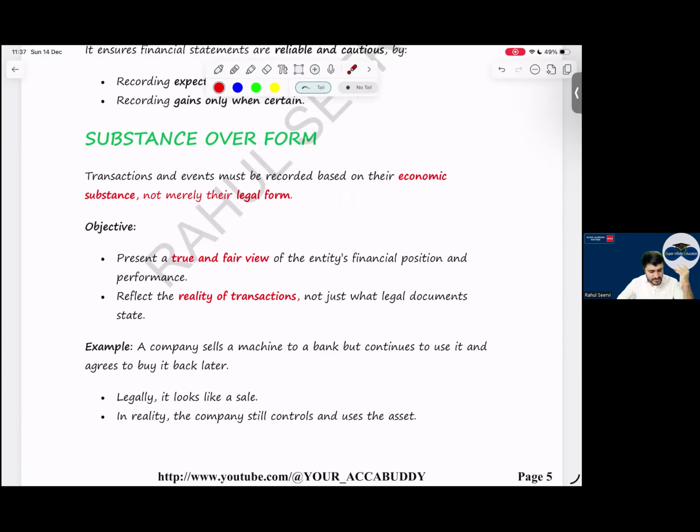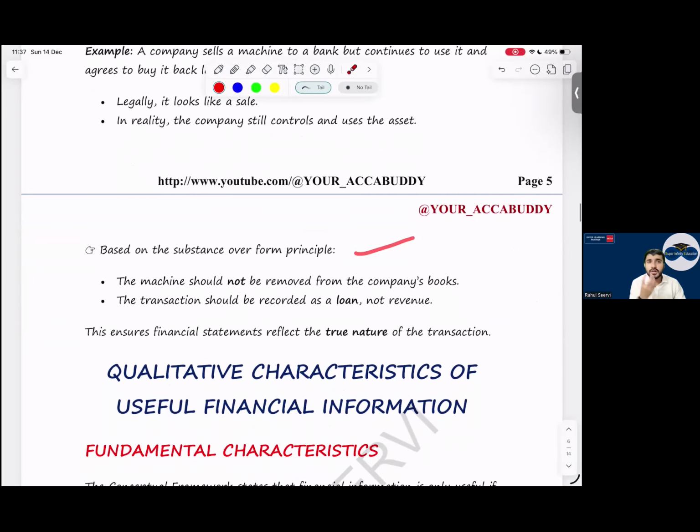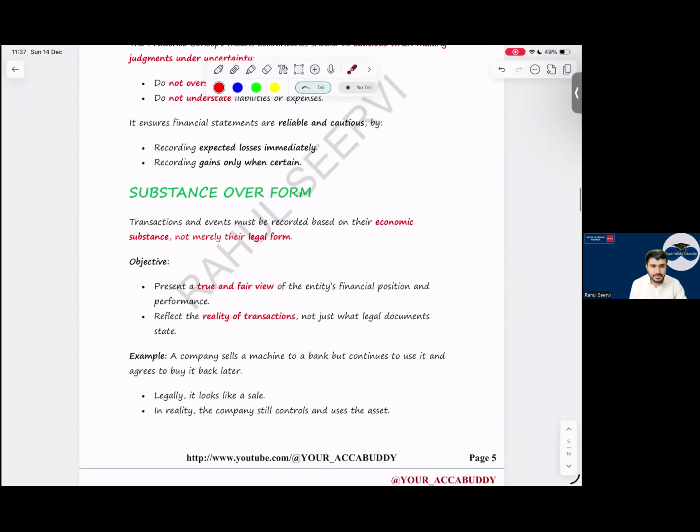Yes, sir. Now, we have just taken the example of a right-of-use asset. Legal form says what? We do not have the ownership. But what is the substance saying here? It's providing a benefit to us. See, a company sells a machine to a bank but continues to use it and agrees to buy it back later. Even though I say I'm selling it, I am also using it, you are also taking the benefit. But I say I will purchase back from you. So it's not a sales transaction. It's a type of loan taken. Yes, sir. So these were some basic principles.